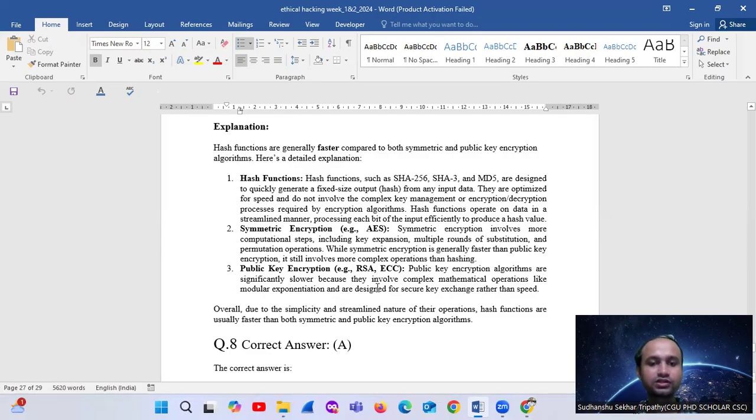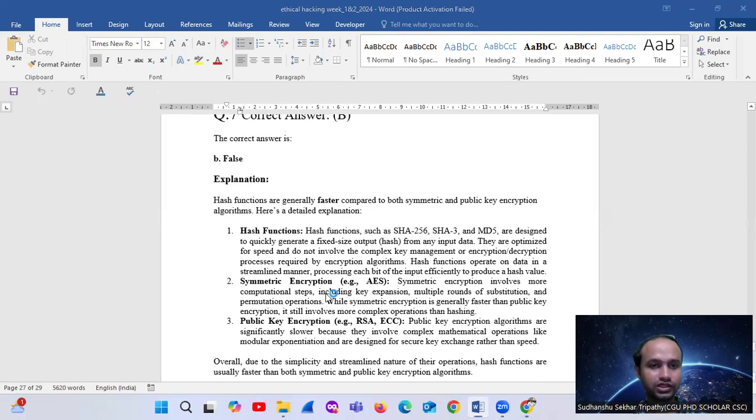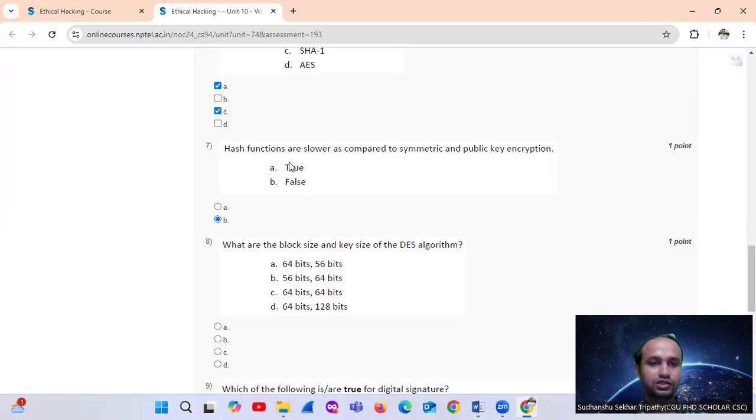So what is the public key encryption example? RSA and ECC. Public key encryption algorithms are significantly slower because they involve complex mathematical operations like modular exponentiation, and are designed for secure key exchange rather than speed. Okay, so the answer will be option number B, that is false. Hash functions are faster, not slower. For this reason, it is false.